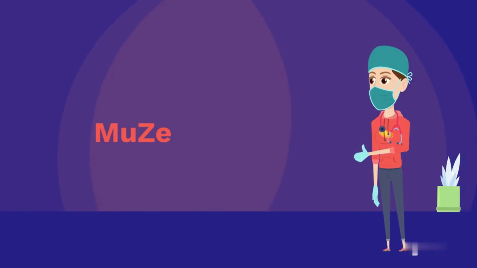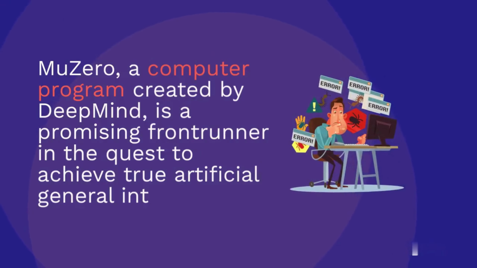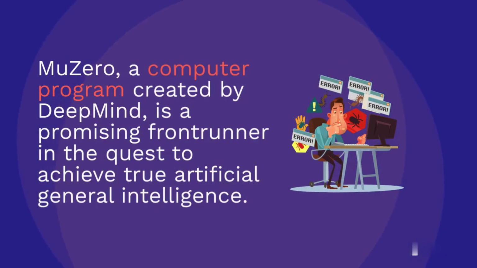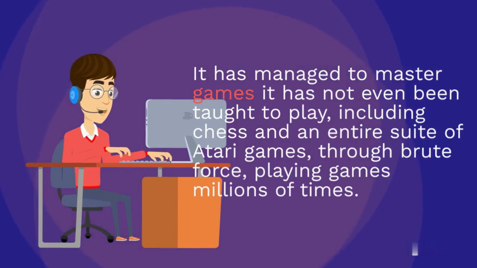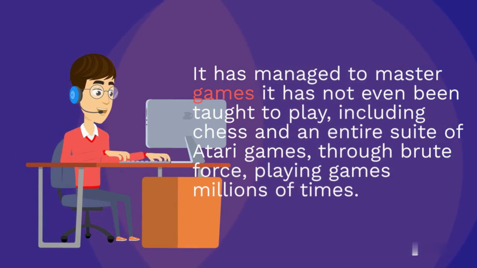MuZero. MuZero, a computer program created by DeepMind, is a promising front-runner in the quest to achieve true artificial general intelligence. It has managed to master games it has not even been taught to play, including chess and an entire suite of Atari games, through brute force, playing games millions of times.